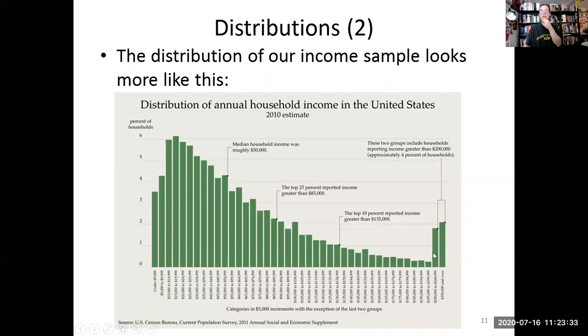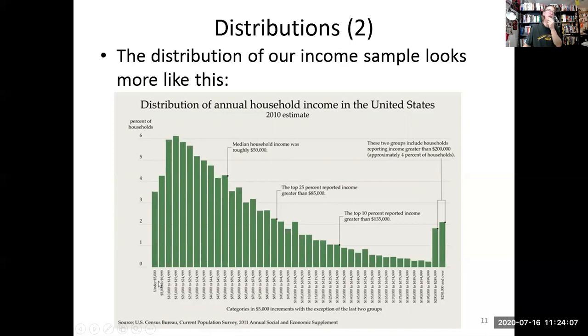Here's a distribution of income. This is the one I was trying to update: the 2010 distribution of annual household income in the United States. I can't find anything more recent that looks like this than 2010. I think however they changed the data they're providing has flummoxed more people than me. So this one's all over the place. This again is from the Census Bureau Current Population Survey. That doesn't look like that bell shape.